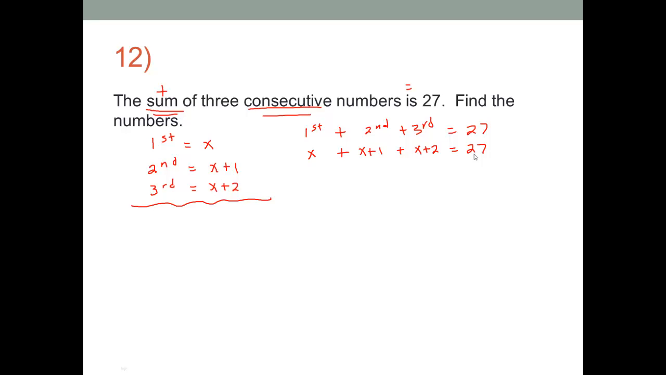So once we get this equation set up, then we just use our equation solving skills, our steps, to solve this equation for x, because if we figure out what the first number is, what x is, we can determine what the second and third numbers are. So like terms here, I have x plus 1x plus 1x, so that gives me 3x. Then I have the constants of 1 plus 2. I combine that to make positive 3.